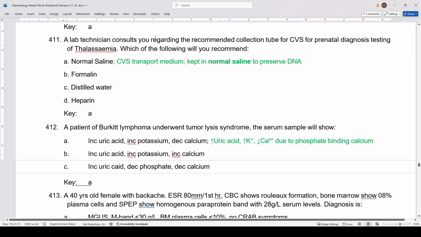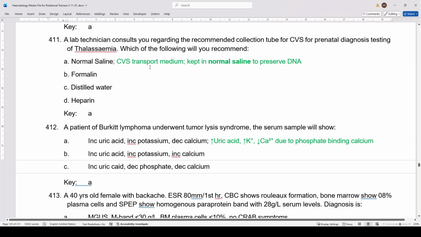A lab technician consults you regarding the recommended collection tube for CVS, chorionic villus sampling, for prenatal diagnosis for testing of thalassemia. Which of the following will you recommend? Normal saline, formalin, distilled water, and heparin. So we will say normal saline.